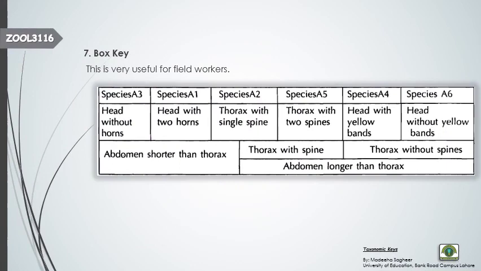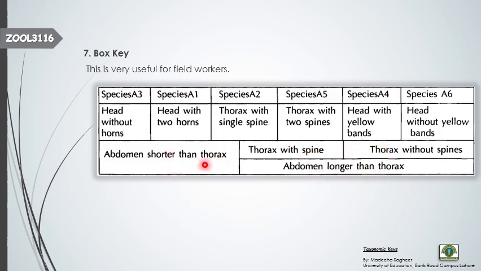Box key. This is again very helpful for the field workers. Here you can see a box. Again, the characteristics or statements have been given in the form of the box. Start from the downward, because upward the final identification is given. Start from here. Abdomen longer than thorax, two choices.